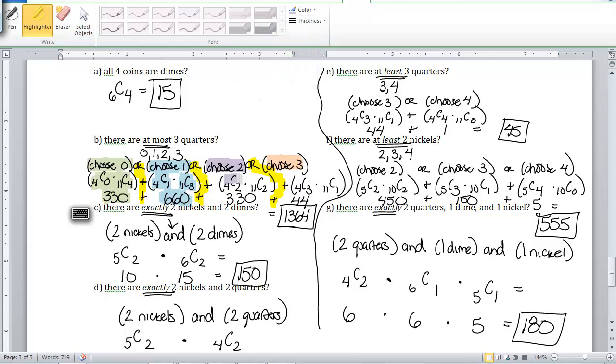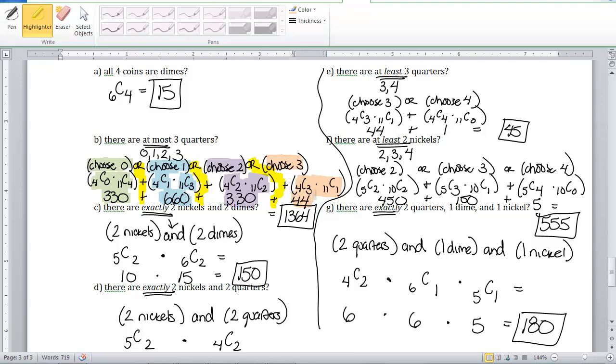Then for event 3, I need to choose 2 from the 4 quarters, and that means to get again 4 coins, I need to choose 2 from the remaining 11. And lastly, event 4, I need 3 quarters from the 4. That means I need to choose 1 from the 11. And if I add all of those up, I get 1,364.